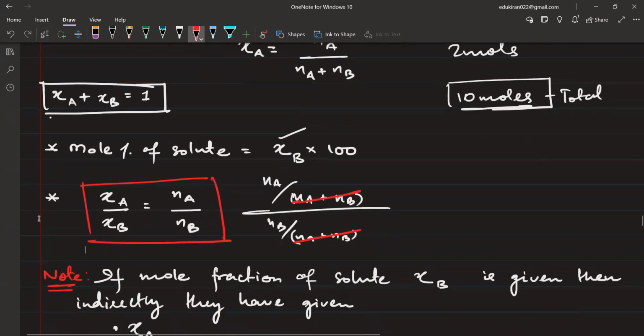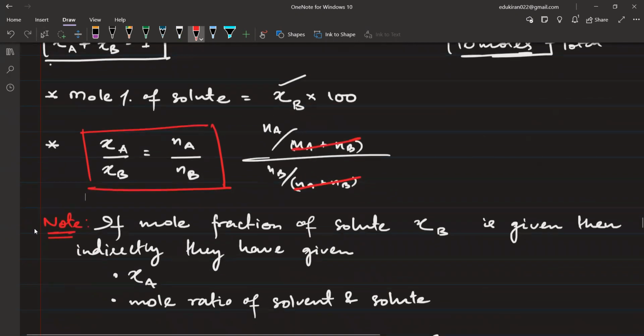Now, if they have given you the mole fraction of solute, that is chi B, then indirectly they have also given chi A, and they have given the mole ratio of solvent and solute. The mole ratio of solvent and solute has also been given to you. Please note this down.